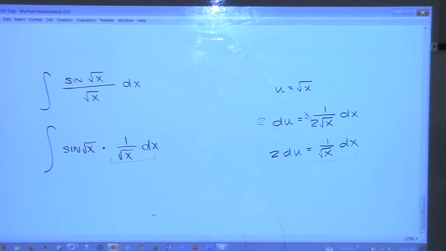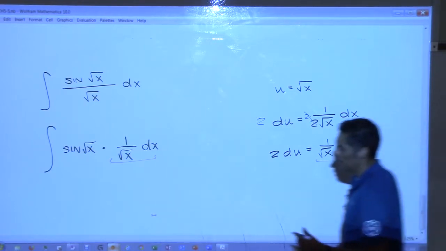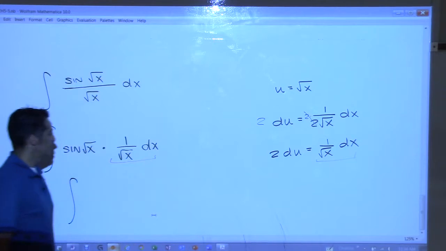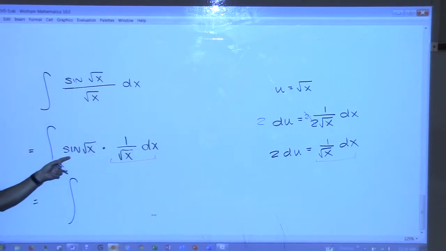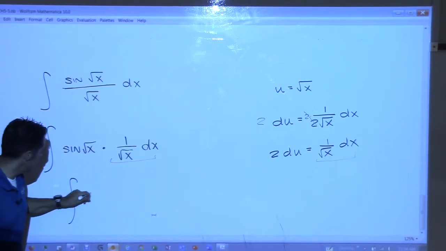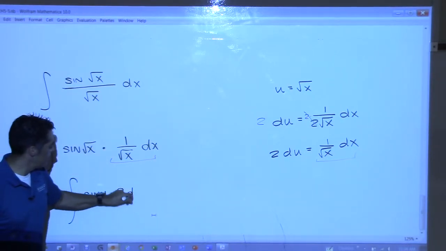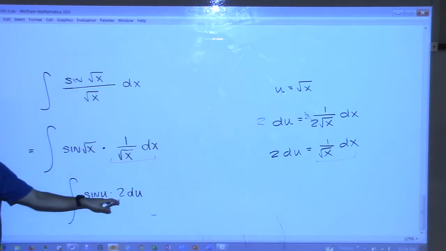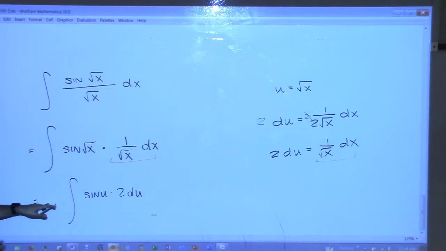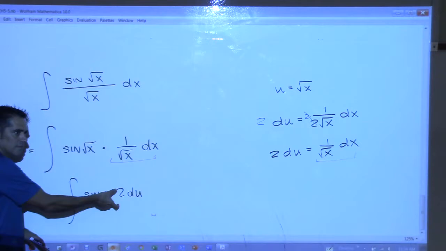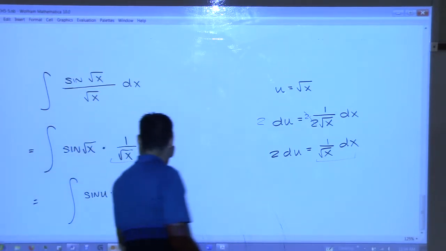So Erica, where's Erica? Erica gets to tell me what the rewritten integral is going to become. So integral, what is this going to become? Sine of u. Okay, so this is sine u times 2 du. Now Erica, what can we do with the 2? Move it to the front. Let's rip it out of the integral completely. This 2 is not inside the sine. It's just a factor, so pull it all the way out.